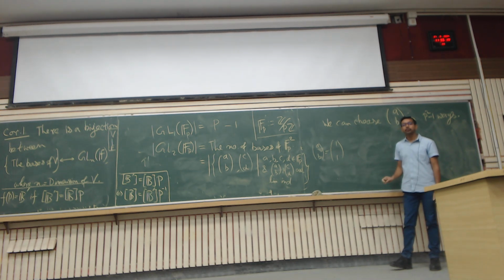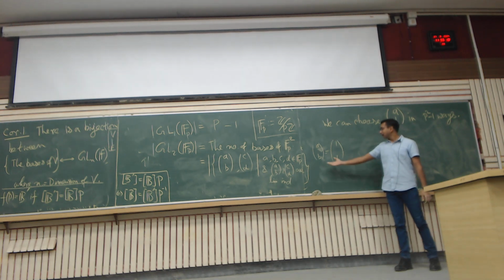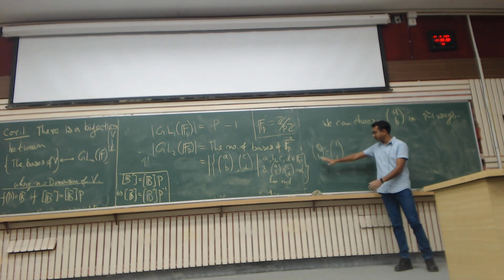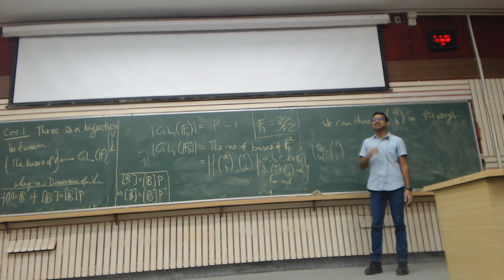Then how many should we throw away? To start with, we have to throw away 0, 0. All right. So then how many choices for CD are left? P square minus P minus 1. Why P square minus P minus 1? Everybody is saying that, but why?